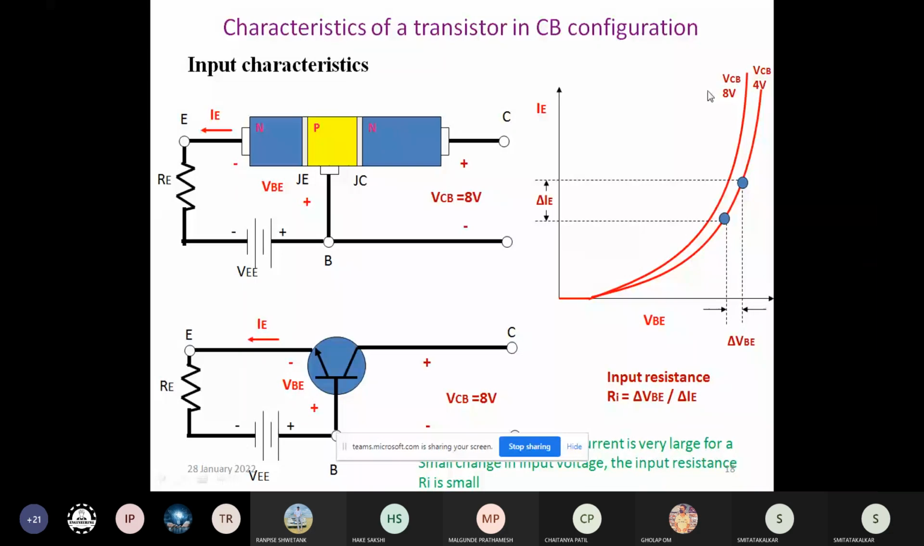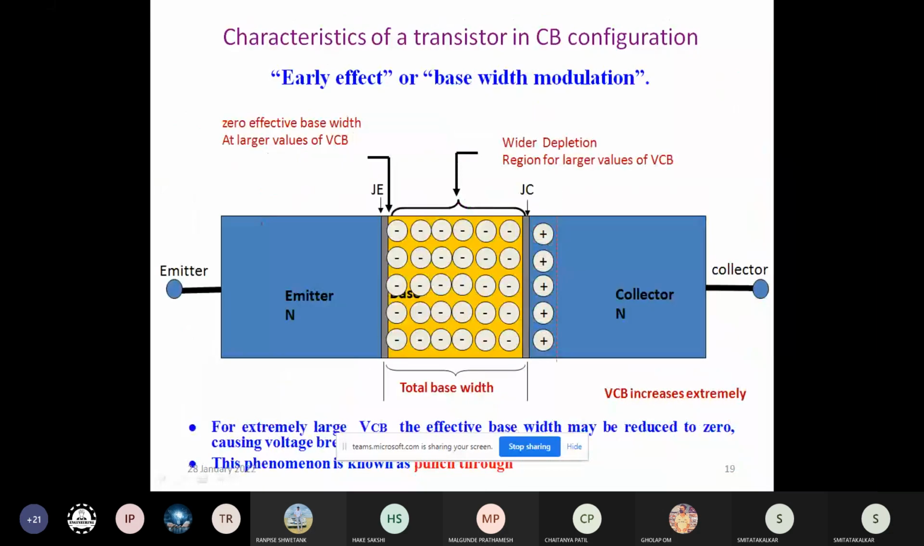This is known as the input resistance RI, which is the rate of change, that is the meaning of delta. We can find it as the slope, delta VBE divided by the input current delta IE. And here the extremely large electrons are known as the base width modulation on the output side, because all electrons are junctioning with the P region only.